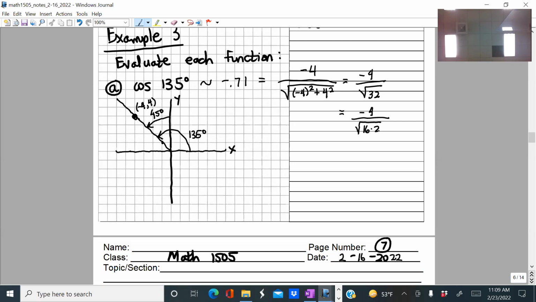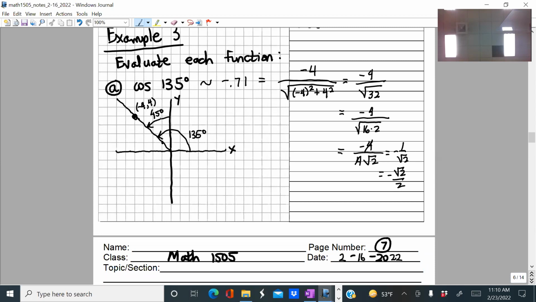The reason I want to write it like that is 16 is a perfect square, right? What's its square root? 4. So you get 4 times the square root of 2. Now those divide out. So you get minus 1 over the square root of 2, which you can rewrite as minus the square root of 2 over 2. That looks familiar because the square root of 2 over 2 is the cosine of what other angle that we know? 45 degrees. Not surprising, right?